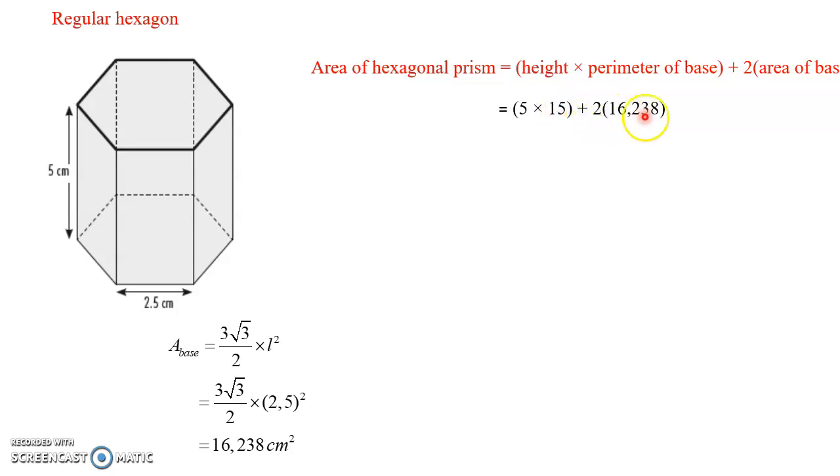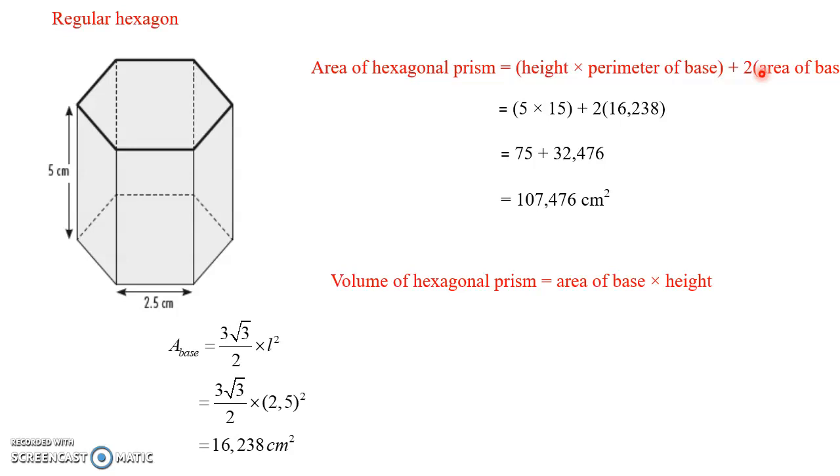Plus 2 times the area of the base. This area of the base, I've already calculated it down here. Sometimes it might be wise for you, whenever you are given a question on a hexagonal prism, to first calculate the area of the base, because you are most certainly going to use it in your calculations. I end up with an answer of the area, which is 107,476 centimeters squared. Quite simple. One more time, I use this formula, and this formula will be given to you in the formula sheet. It's very similar to a formula you have done in the past.